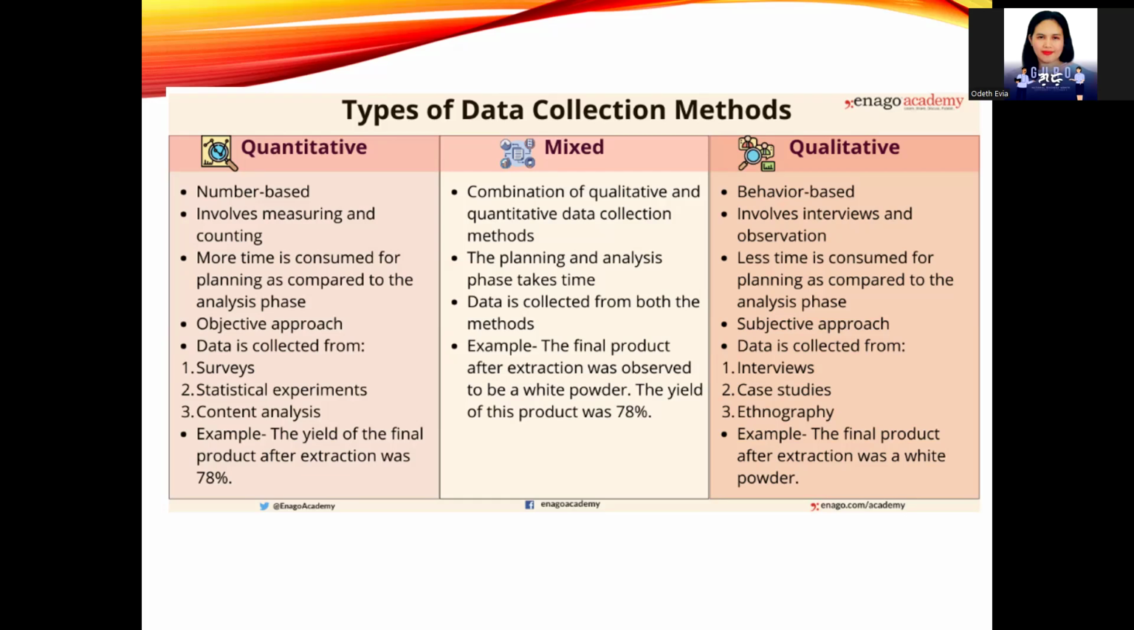And then data is also collected from statistical experiments, in the case of other researchers, which include experiments like science or physics majors, and then content analysis. For example, the yield of the final product after extraction was 78%. So in this example, you can see that there is a numerical value equivalent to 78%.